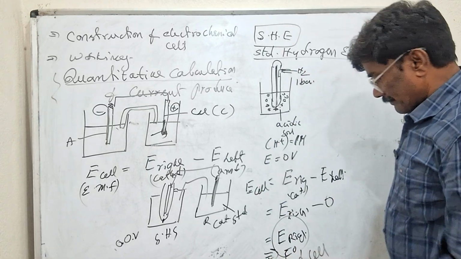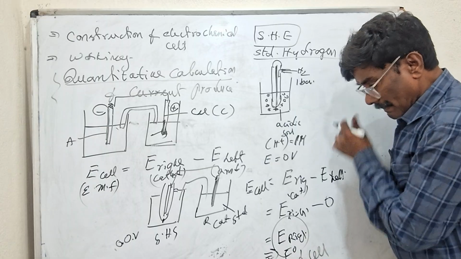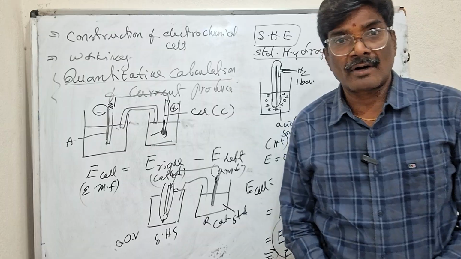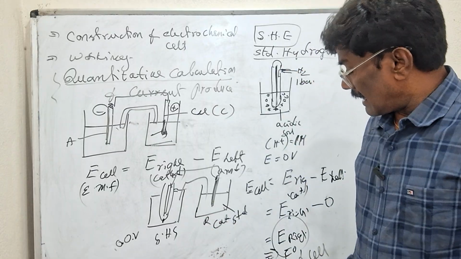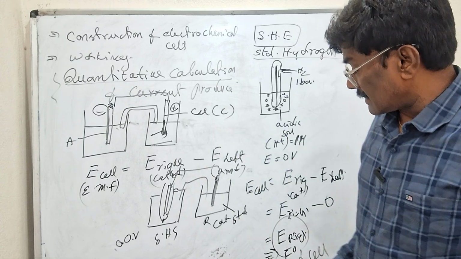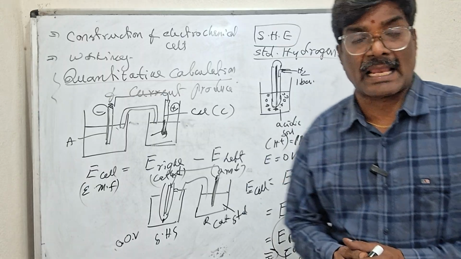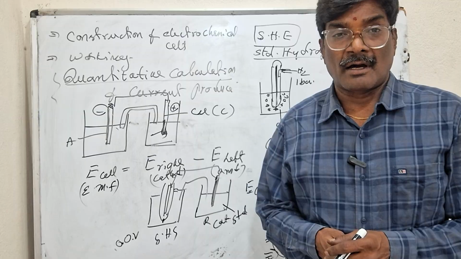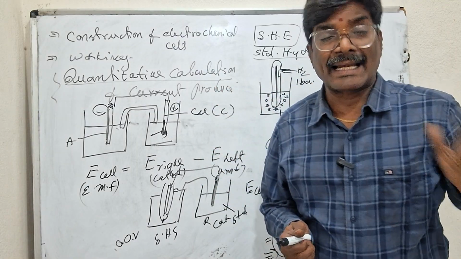So this is the way to calculate, and always the cell potential we get only as a positive value. And in the next class, I will tell how to represent the cell. Representation also is important, meaning left side anode, right side cathode.